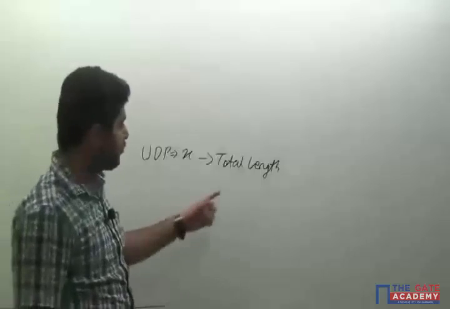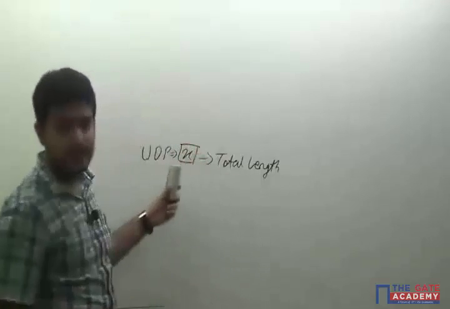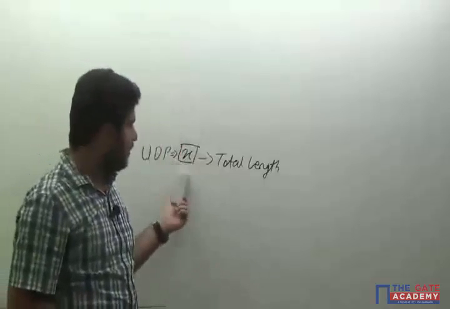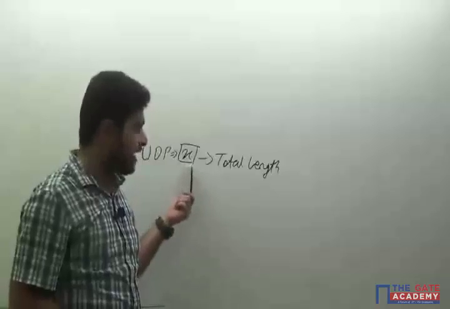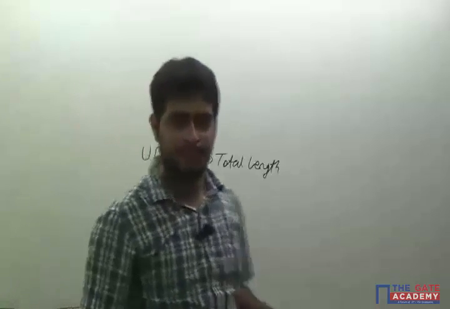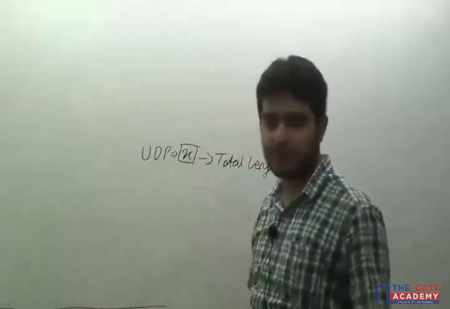This is the value of the total length field. X is the value of the total length field, and it is stored in the total length field of the UDP header. Now, can I find this X value without using the UDP? Without using the UDP services, can I find the value of X?